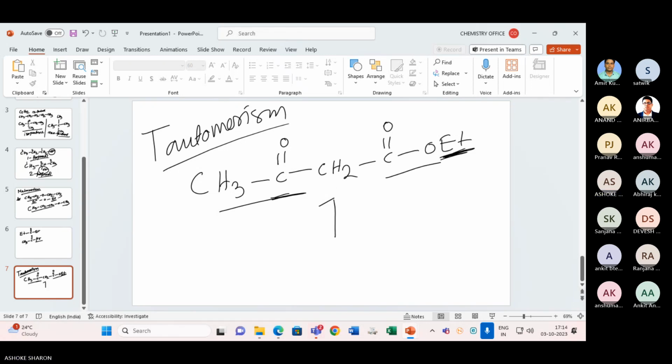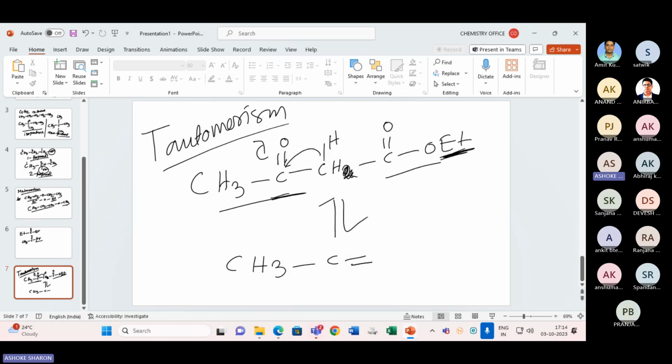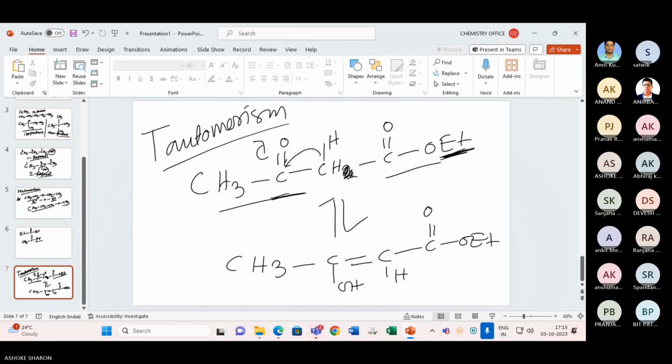But there is a possibility for this hydrogen. There are two hydrogens here. We can consider there is another hydrogen; we can write it this way: CH and hydrogen. That hydrogen can tautomerize this way. Then the structure will be CH3, C double bond C, H, CO, OEt, and OH. So initially you observe this is a ketone group. It's a ketone. Now what do you observe? This is an enol group.